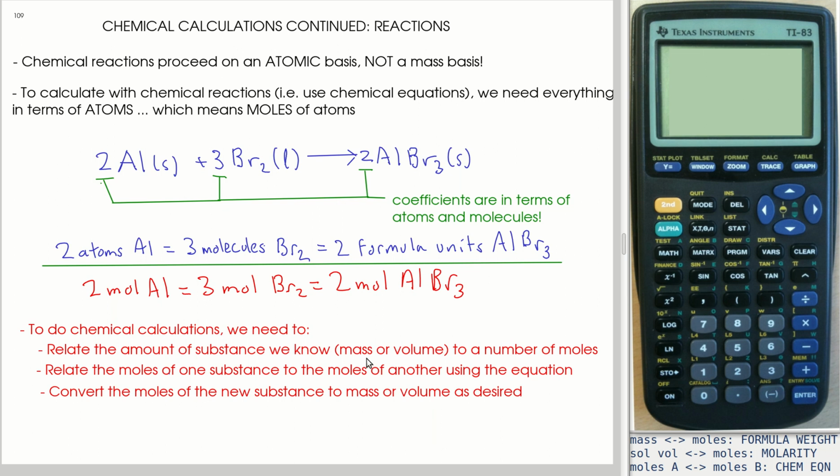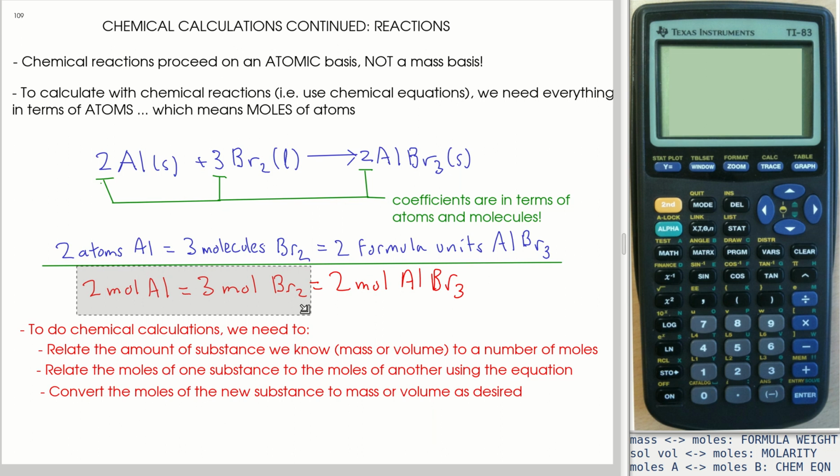Now, exactly how you do that is going to depend on whether you know the mass or the volume of the substance. Then, relate the moles of the substance you have to the moles of the substance you're interested in using the chemical equation. So you pull a ratio. In our example, 2 moles of aluminum are equivalent to 3 moles of bromine. You pull that out of the chemical equation because it just comes from the coefficients.